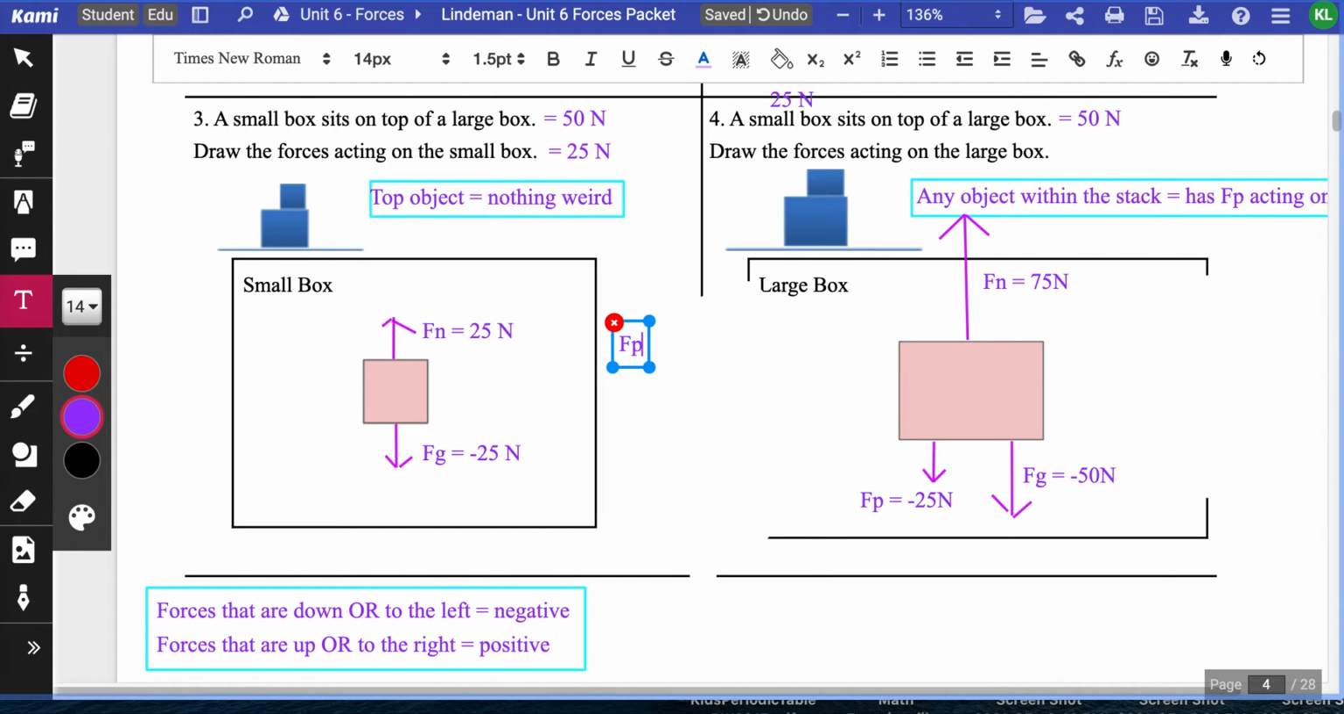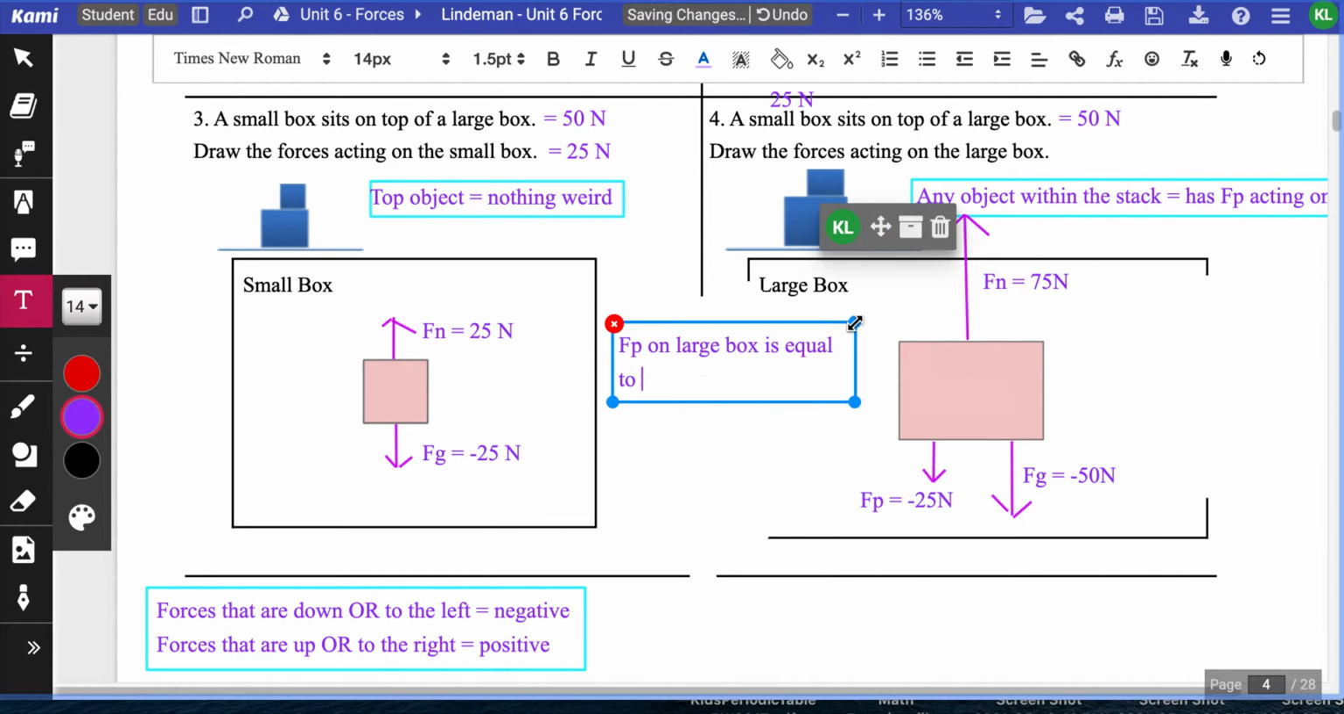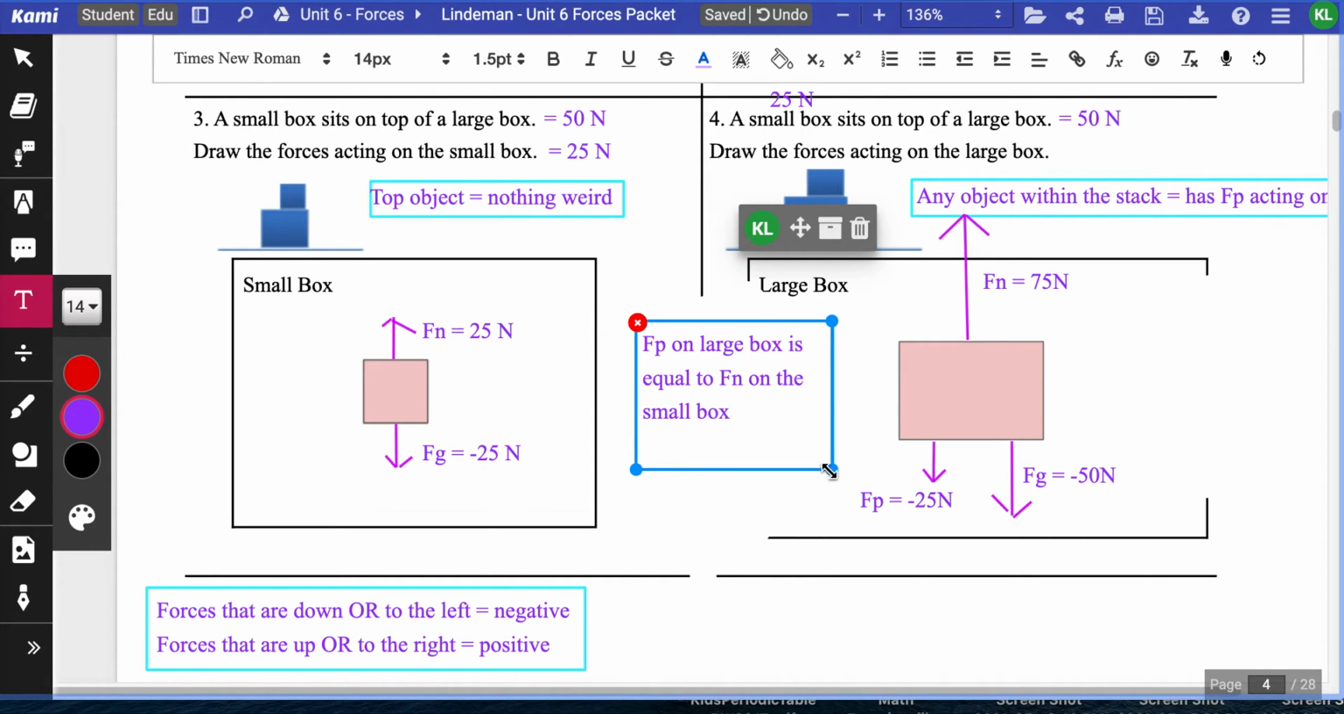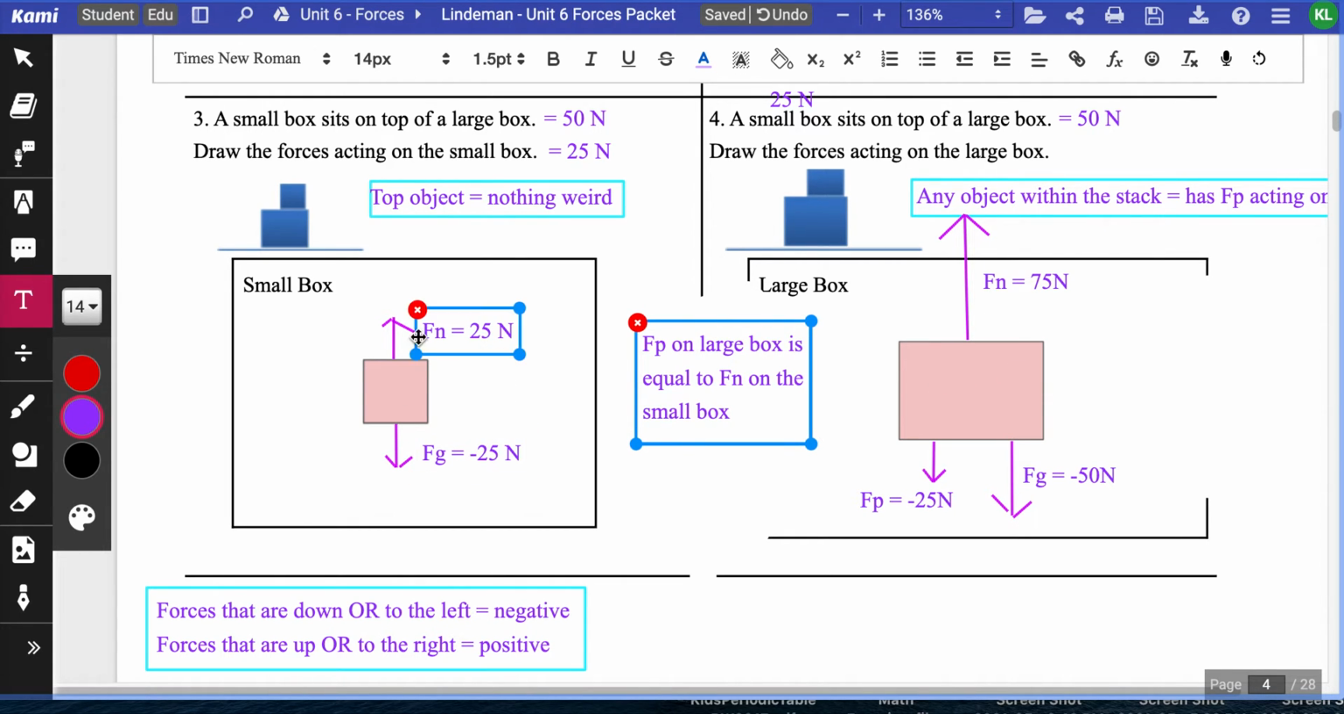So Fp on the large box is equal to, make sure it's sized right, is equal to Fn on the small box. Okay, do we see that the value over here, this Fn, is equal to this Fp? That's always going to be the case. And we'll see that on the next page when we have 3 stacked objects as well.